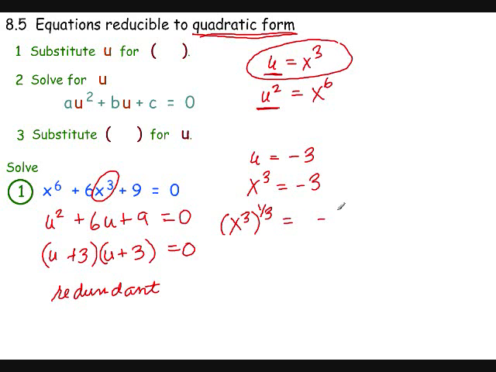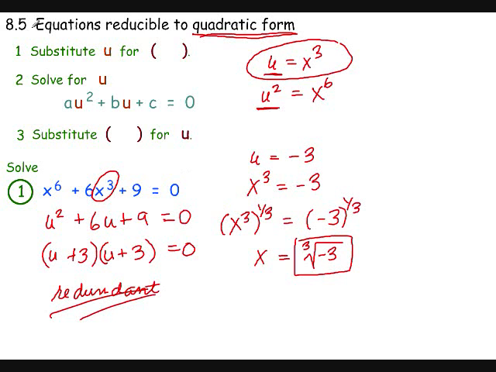And of course over here, what we do to one side of the equation, we do to the other. Take the cube root of this. So we end up with x equals the cube root of negative 3. We also know that that was redundant. Okay.